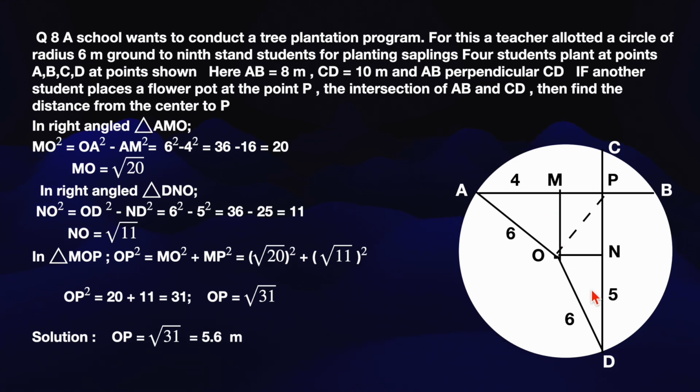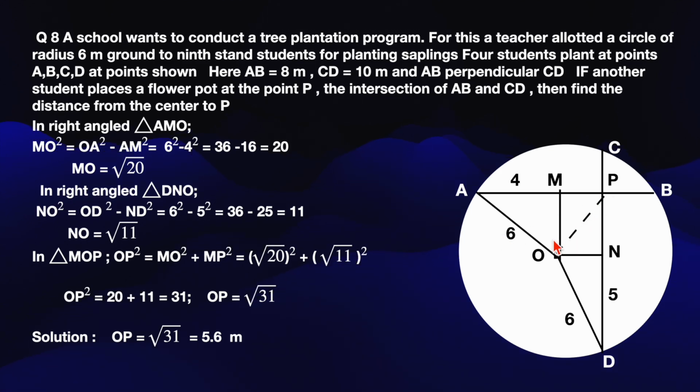Similarly, find the length ON of this triangle. Here also this is the hypotenuse. So this distance ON is equal to square root of 6 square minus 5 square. See here, 6 square minus 5 square is equal to 11. So NO, this distance, is equal to square root of 11. Now you have to take this small triangle MOP. This also is a right angle triangle because this angle is 90 degrees. So this is the hypotenuse which we have to find, OP.